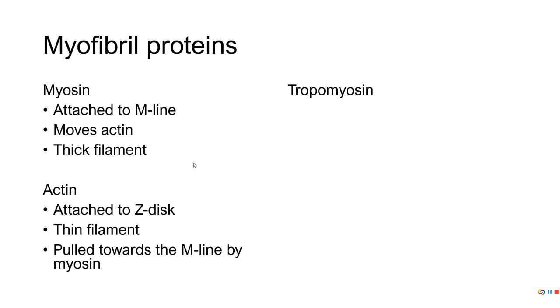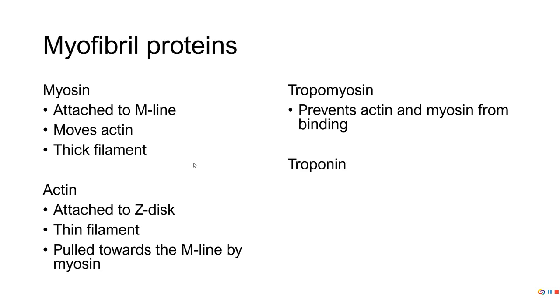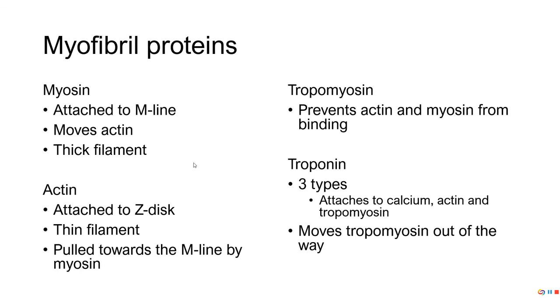So we've got tropomyosin, which prevents actin and myosin from binding. We've got troponin, which ultimately will move tropomyosin out of the way. So when calcium binds to troponin, that causes everything to kind of rotate, and tropomyosin moves out of the way so actin and myosin can get together.